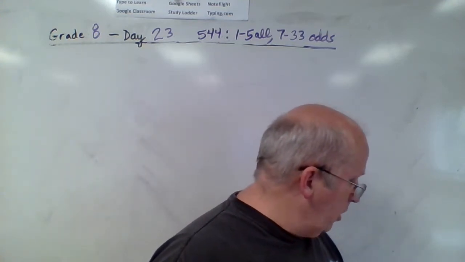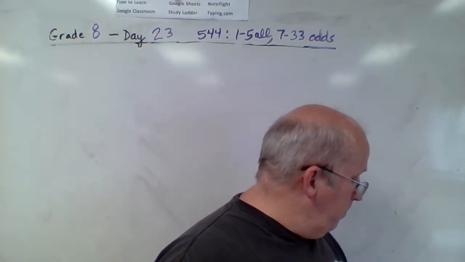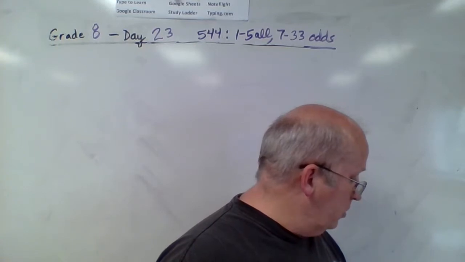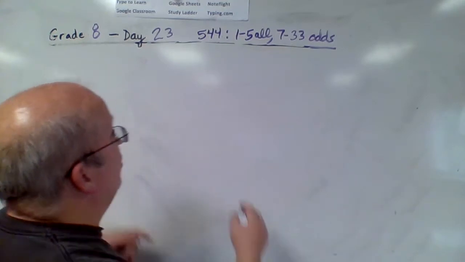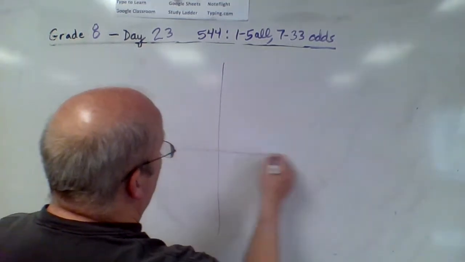It's not gonna be the end of the world. Number 17 is about reflections. And in this case, number 17 is a reflection over the y-axis. Do you remember what that means?